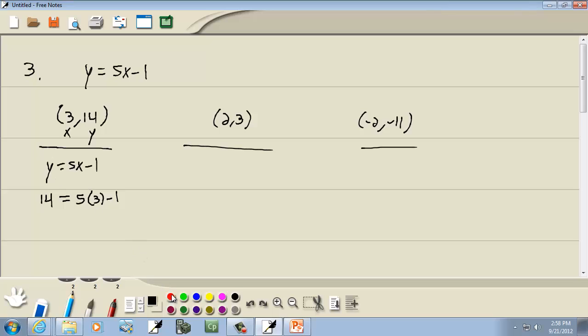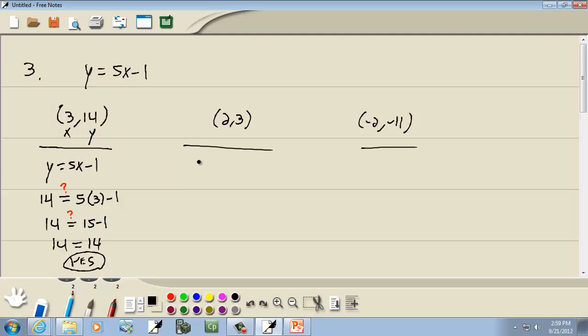Now at this point, this is a question mark. We don't know if they're equal. That's what we're trying to see. Well, 5 times 3 is 15. So we've got 15 minus 1. And again, we're checking to see if that's true. And 15 minus 1 gives us 14. Since both sides equal each other, the answer to this one is yes. That is an ordered pair.